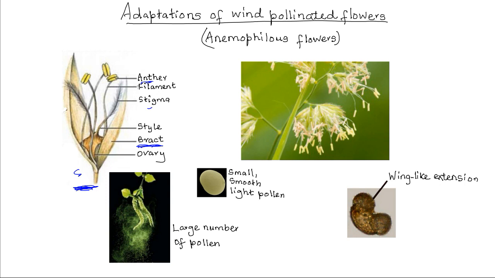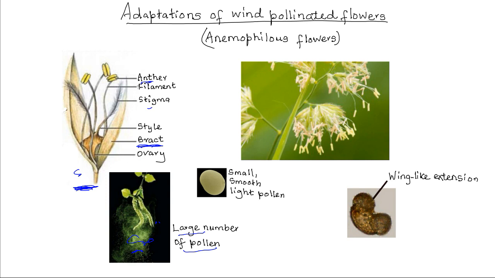Another feature or adaptation of the wind-pollinated flower is that they produce a large number of pollen grains to increase the chances of the pollen grains landing on the stigma. So all these are pollen grains produced in large numbers by this flower.